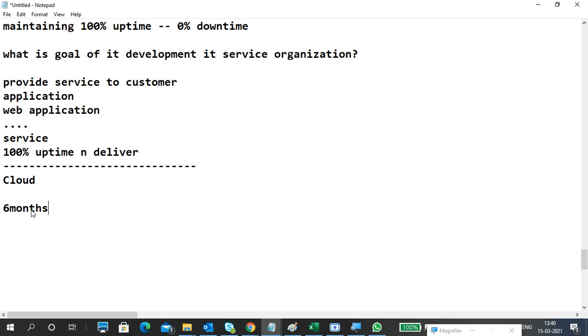Understand? I got a new project. Now I purchase infrastructure. After 6 months, I may not have another project to utilize my infrastructure. So then what will happen? The cost invested in our infrastructure becomes a waste. So what I do, I will go to the cloud.